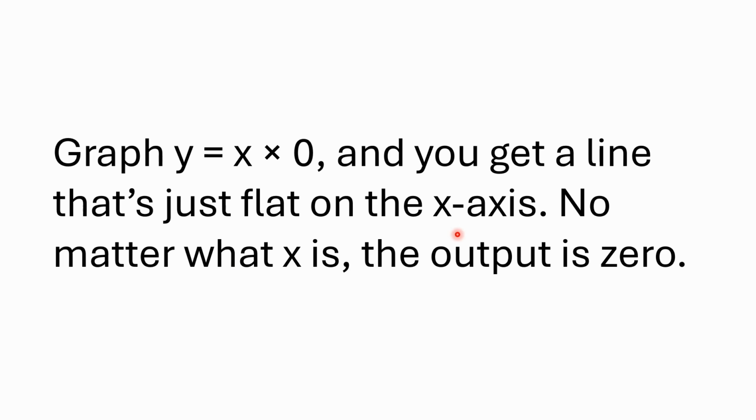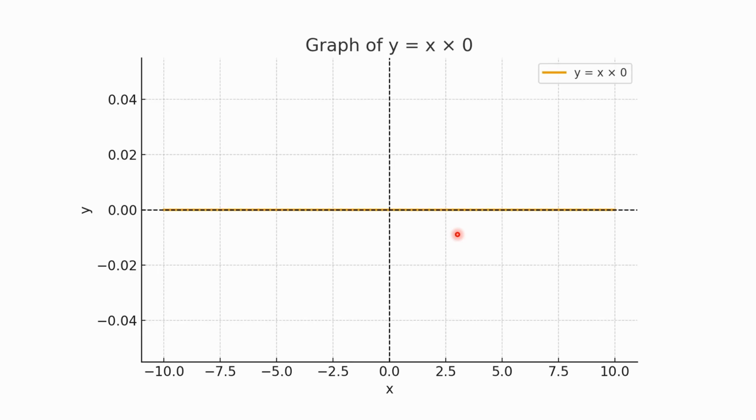Now, if you have a graph, like say if you had a graph of y equals x times 0, you're going to end up with a line that's just flat on the x-axis. All right? No matter what x is, the output is 0. And we can show that graph right here. No matter what I put in for x, you can see here, it's all flat.